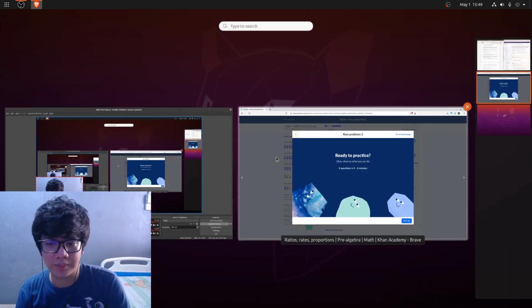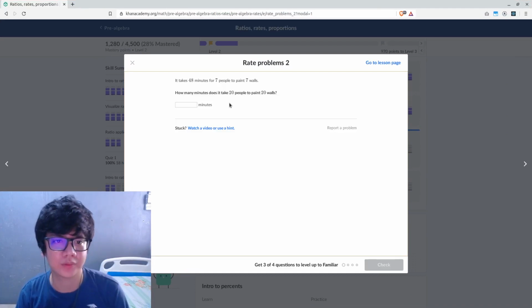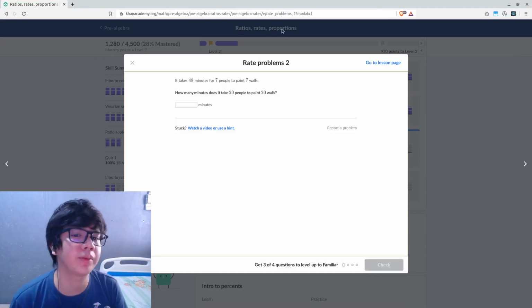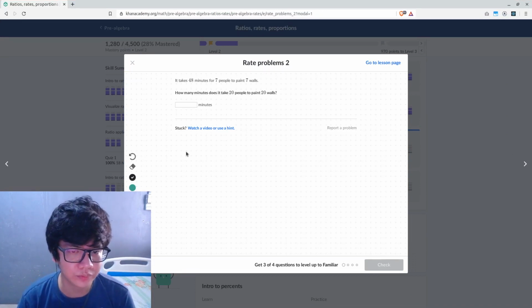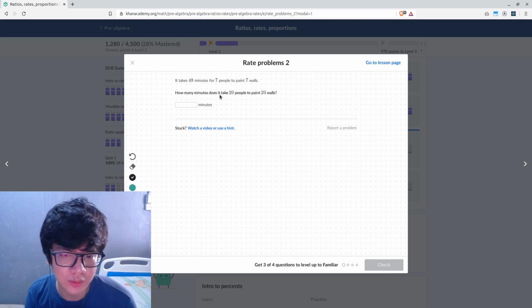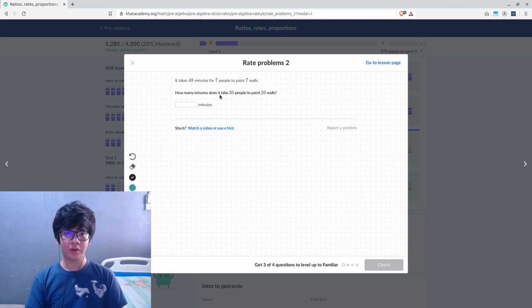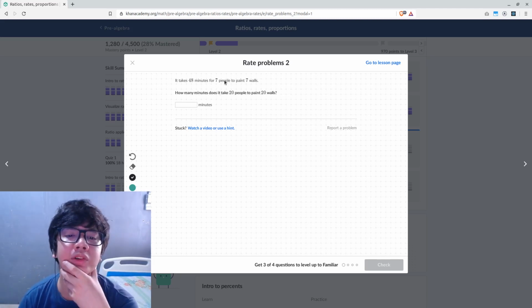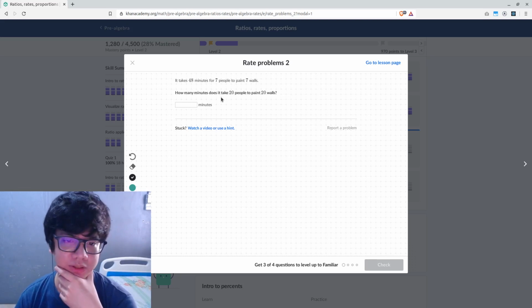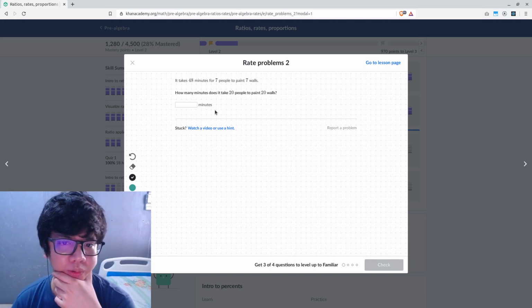I think I'm gonna be back for a minute. It takes 48 minutes for 7 people to paint 7 walls. Wow, this is insane. It takes 48 minutes for 7 people to paint 7 walls. How many minutes does it take 20 people to paint 20 walls?